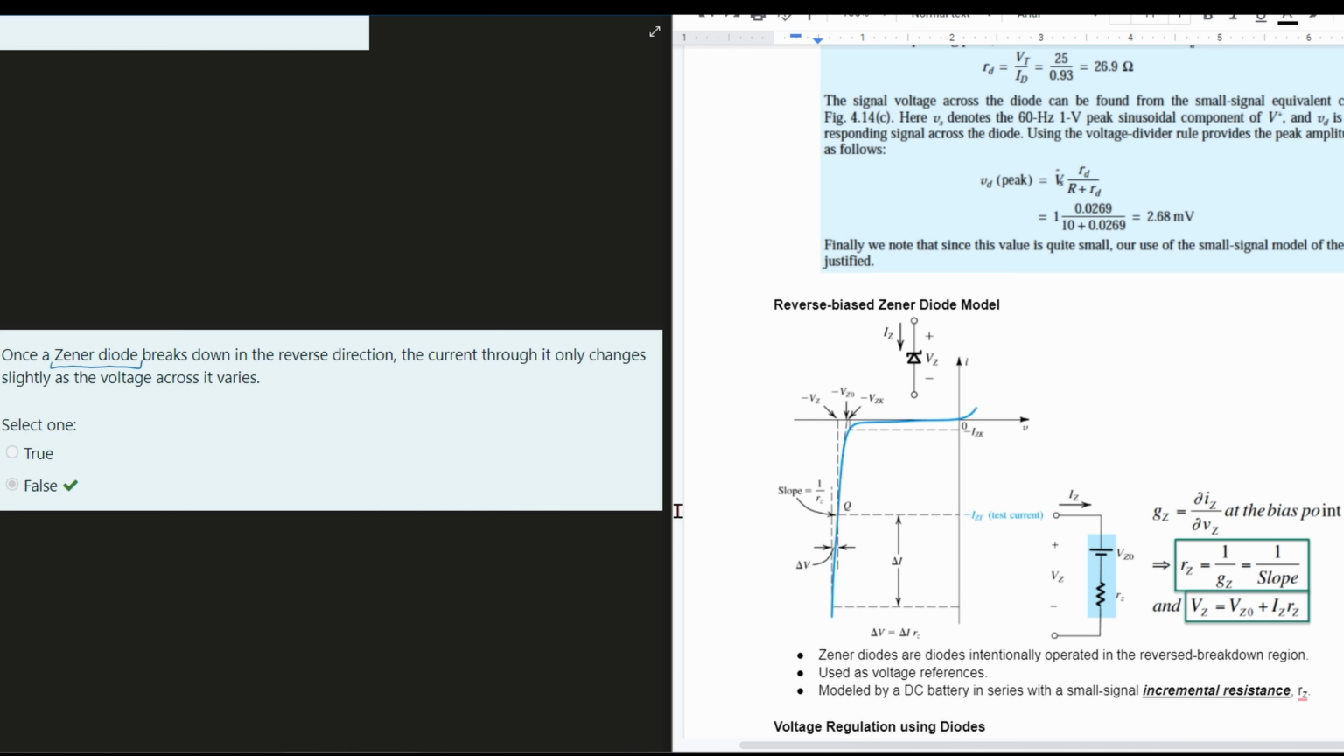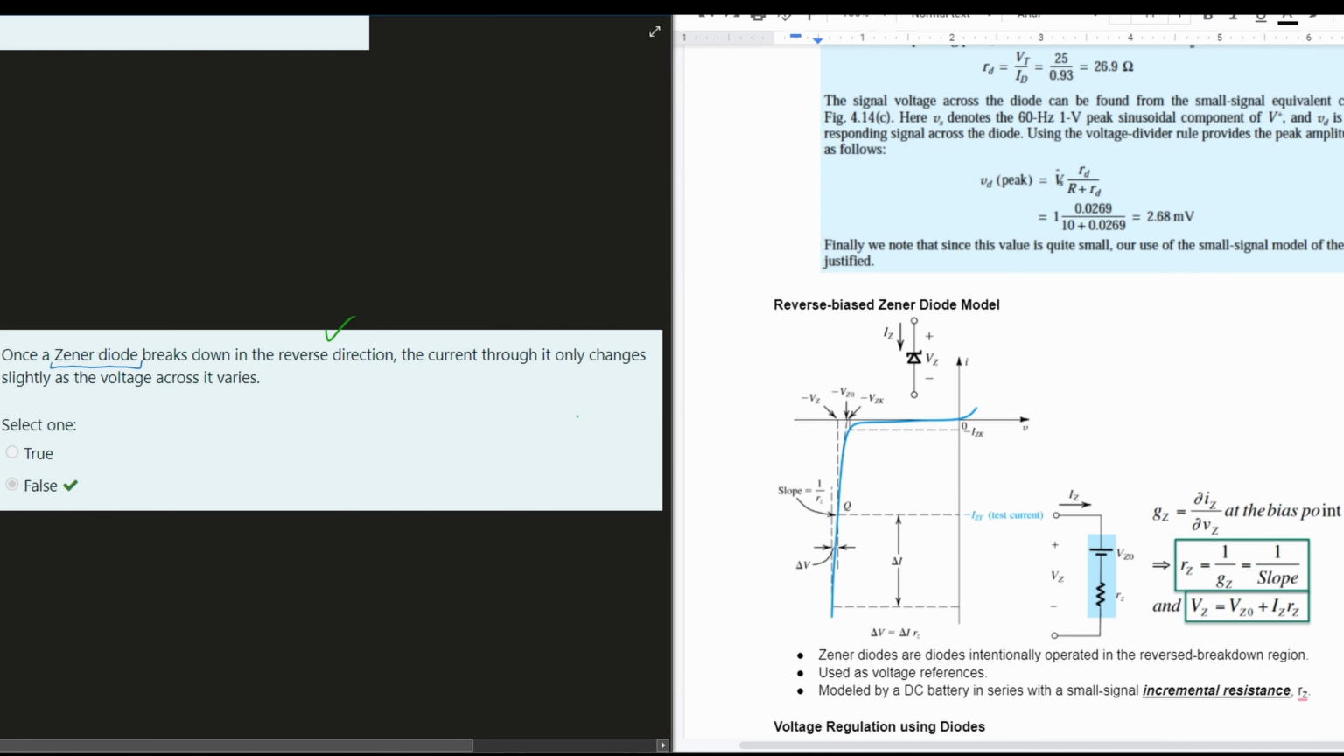Modeled by a DC battery in series with a small signal incremental resistance, which is our RZ. We can see that current flows through here. We have our voltage for the battery, and then we have a resistor right here. We also have these equations here as well. So this is our Zener diode. Now, breakdown in the reverse direction. This is true because if we look at it, it's going this way, right?